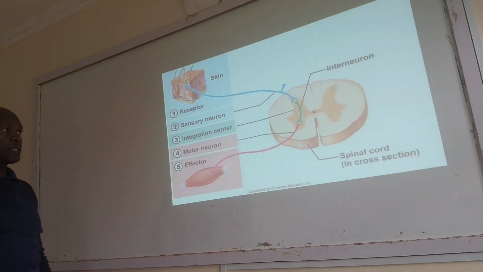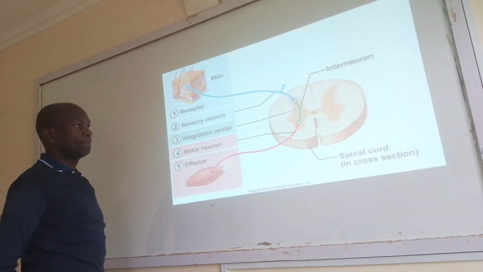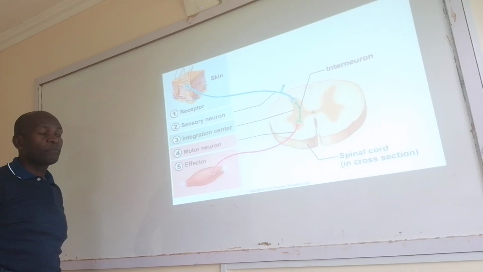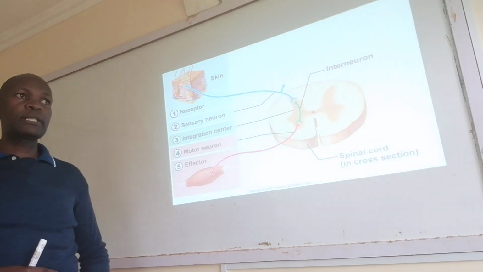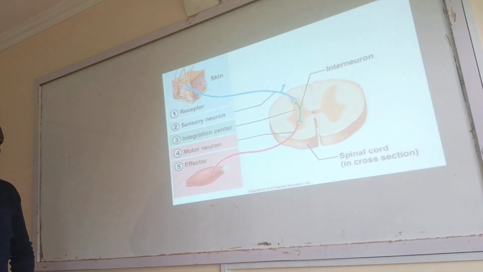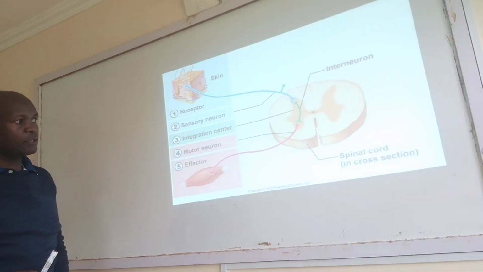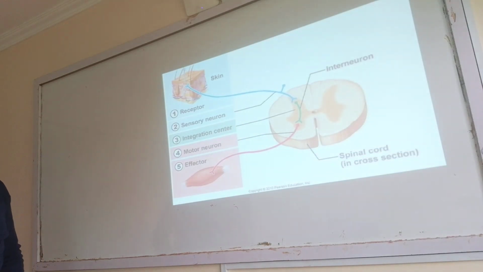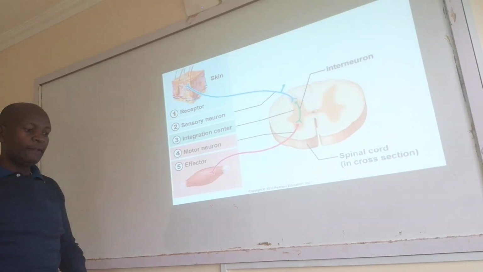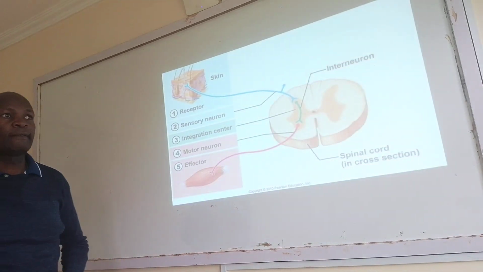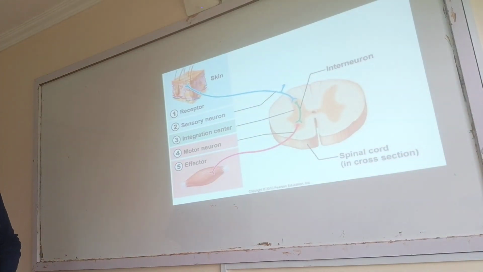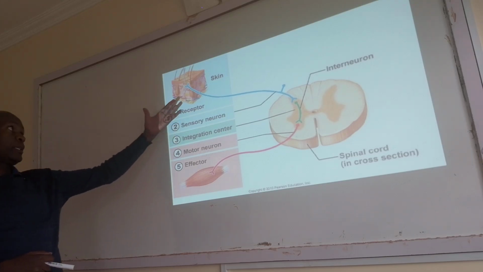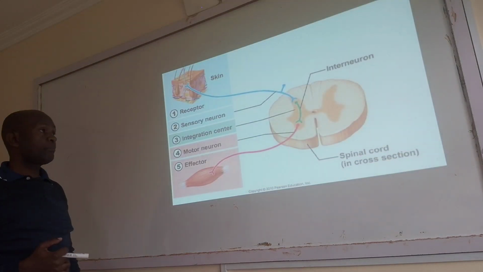So this one just shows a cross section of the spinal cord, with also one of the functions of the spinal cord, which is to coordinate what we refer to as simple reflexes. So the central nervous system, that is the brain and the spinal cord, they control reflexes. The simple reflex is normally controlled by the spinal cord, while the complex reflex is controlled by the brain. So this one is showing us a simple reflex on what happens.